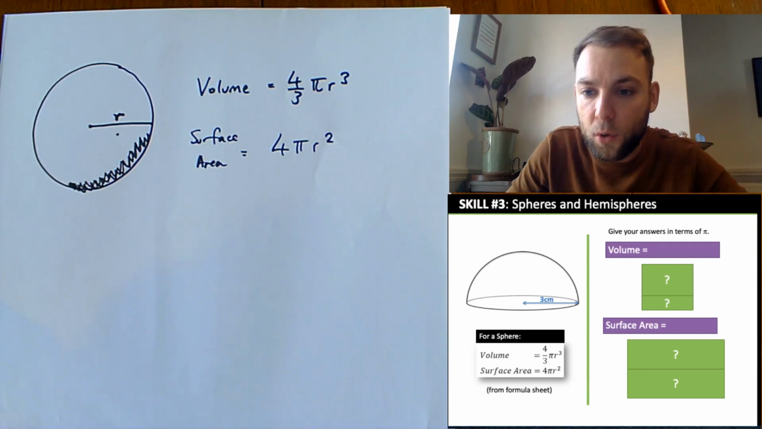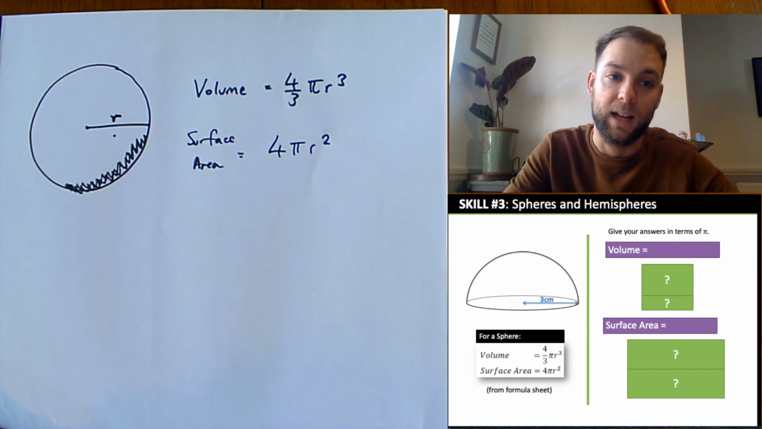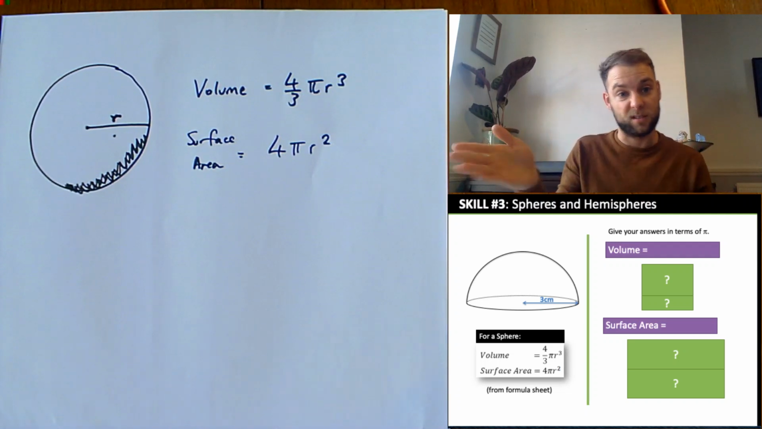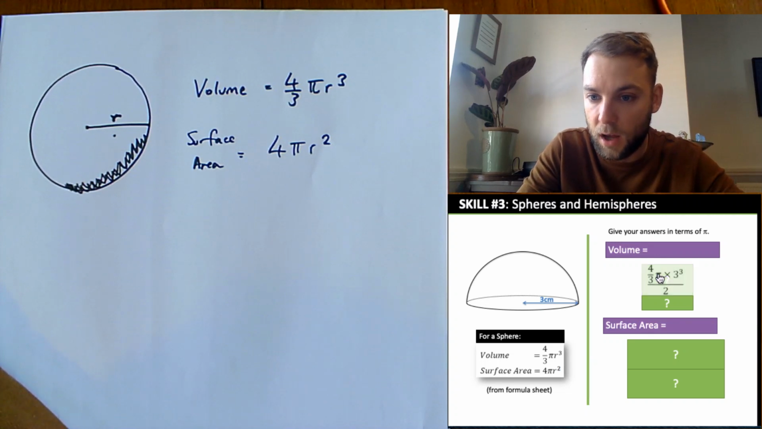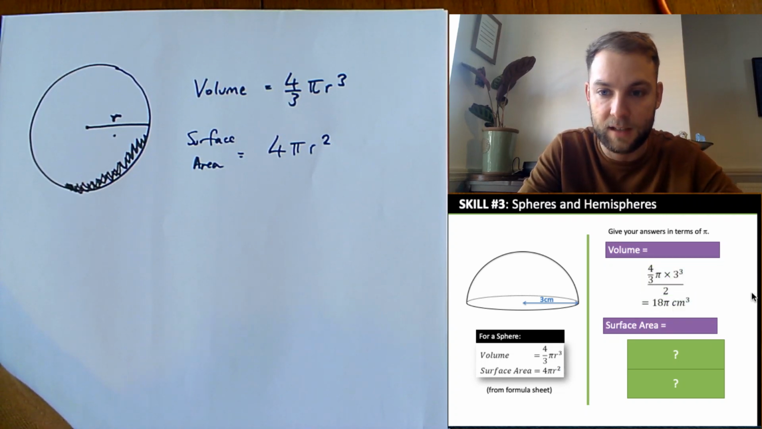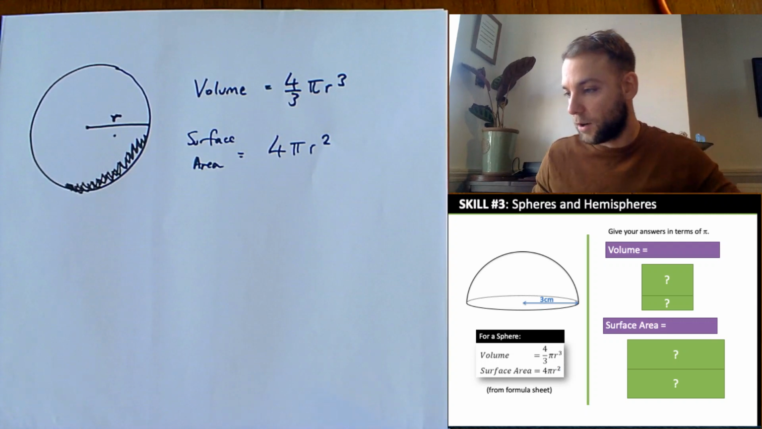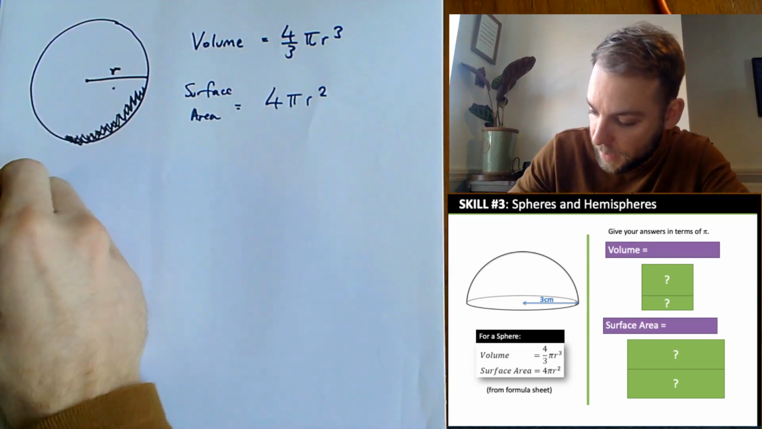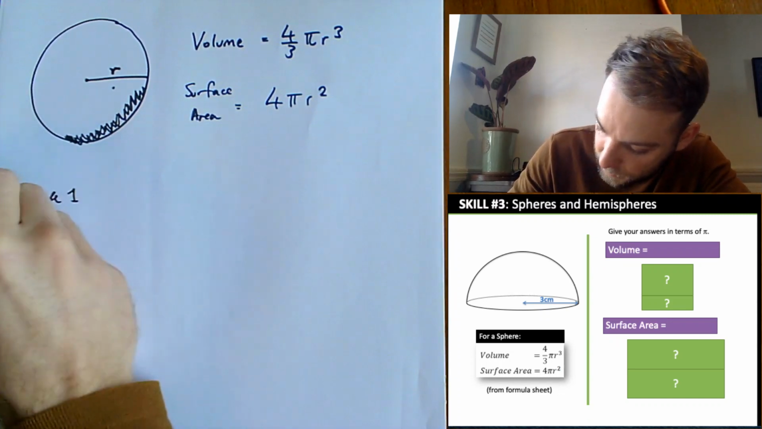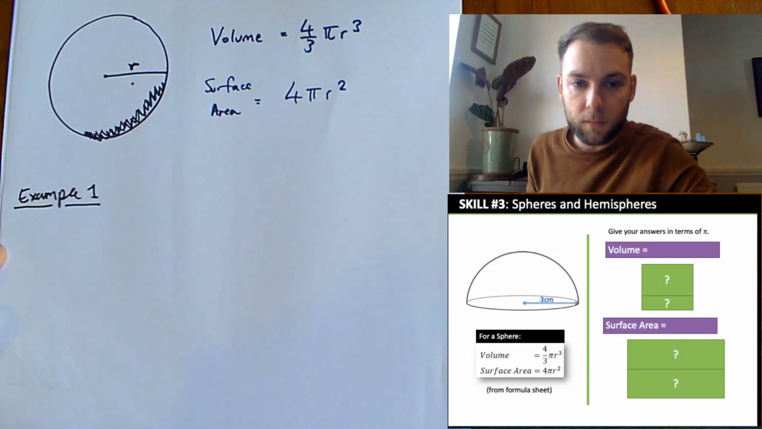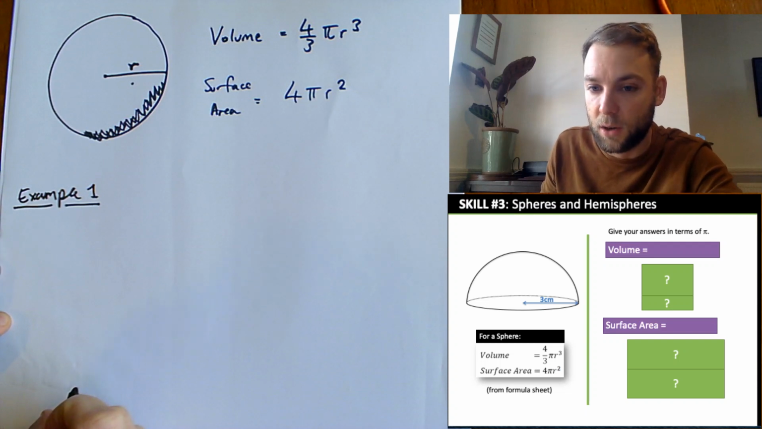So, if you want to find the volume of a hemisphere, what we should be looking at here is halving this, because it's basically cut in half. However, the surface area is a little bit different. Let's just go back. So let's get down our first example. Example 1, make sure you're getting this in your book. It's asking for the volume and the surface area of a hemisphere with a radius of 3.